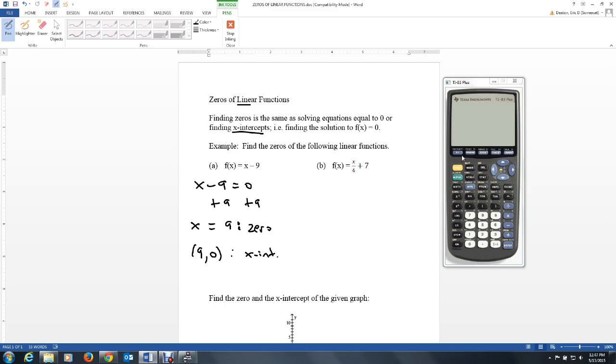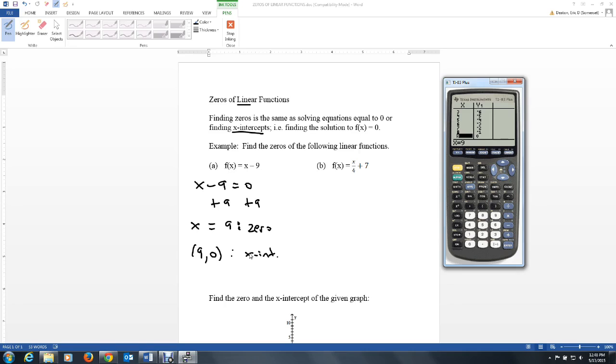Now what we can do is actually look at the graph on the calculator. I'm using a TI-83. So let's go to y equals and type in x minus 9. f of x is the same as y, in case you're wondering. Hit graph. You can see it looks like it's crossing at 9. One way to verify that is with the table. The table doesn't always work, but in this case it will, because it's a nice integer.